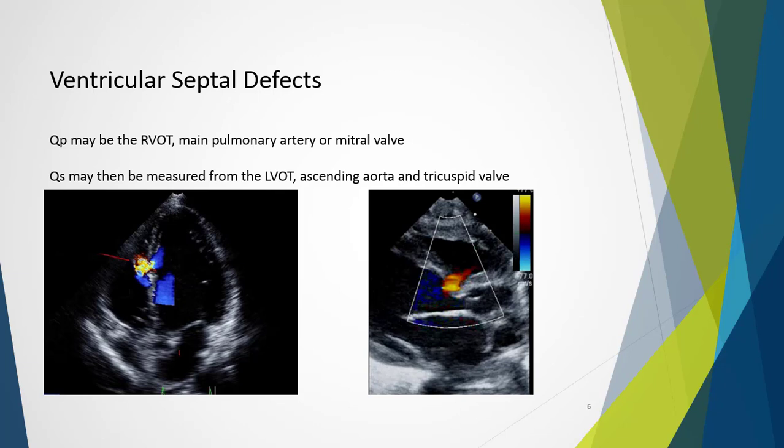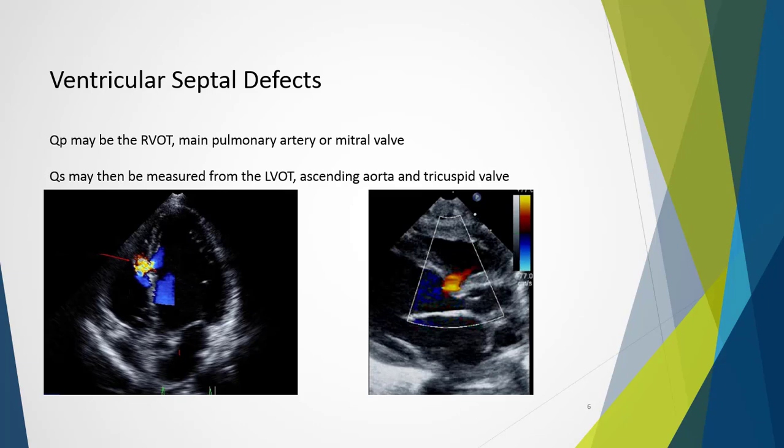Ventricular septal defects are measured in a similar manner. However, now the shunt is at the level of the ventricles. The locations for measuring the QP may be the right ventricular outflow tract, the main pulmonary artery, or the mitral valve. Note how the mitral valve may be used even though it is on the left side of the heart.